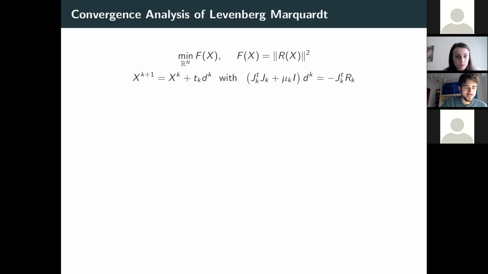But before we move to the convergence results for our method, I will just briefly mention the convergence analysis that is done in the literature for the classical Levenberg-Marquardt method. So we can see what kind of assumptions are used in practice and what kind of convergence results are proved with those assumptions. And this gives us an indication of what kind of results we can also expect for our method.